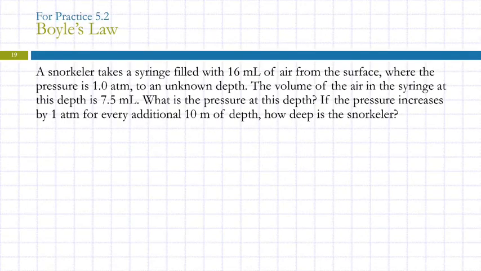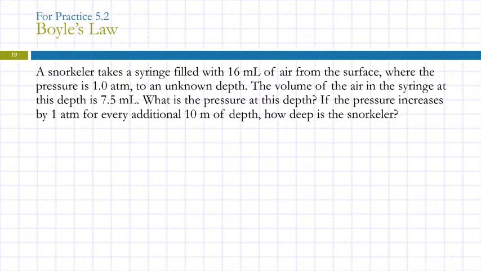Okay, so how do we use Boyle's law? I actually think this is kind of a difficult first example, but here it is, we'll do it. A snorkeler takes a syringe filled with 16 milliliters of air from the surface, where the pressure is 1 atmosphere, to an unknown depth. The volume of the air in the syringe at that depth is 7.5 milliliters. What's the pressure? We'll ignore the rest of that question for now. This is a challenging problem.